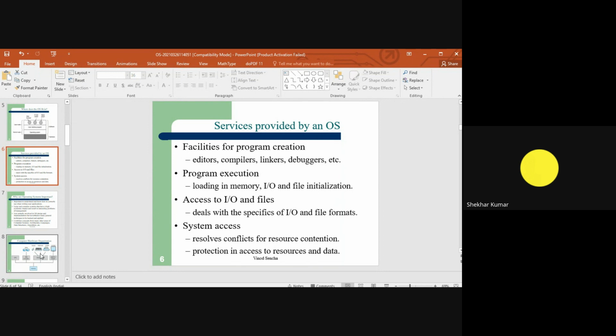So there are many advantages of operating systems. But there are some disadvantages also. You have seen that if any issue occurs in your operating system, if the operating system fails, then you may lose all the data which you have stored in your system, if it is completely failed.